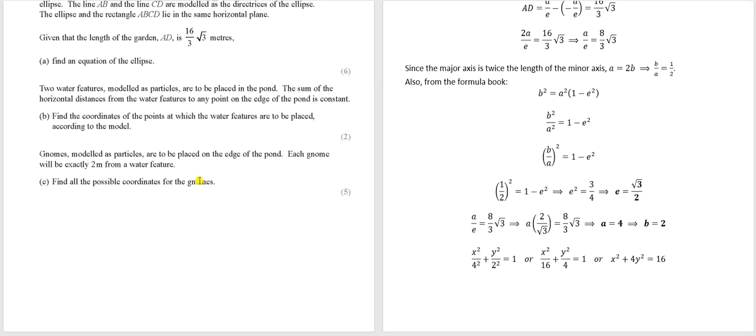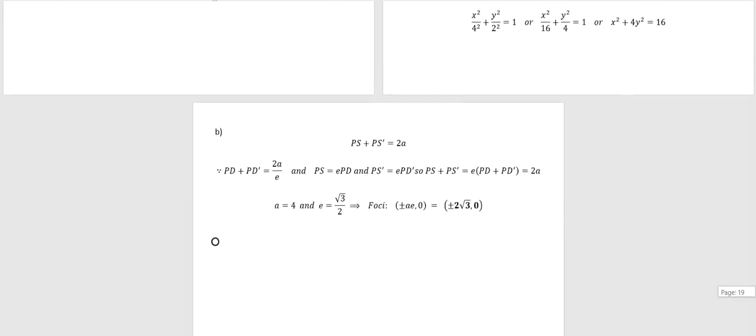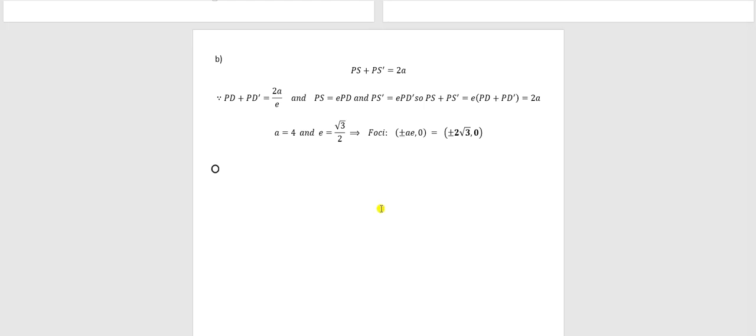Now, the last part of the question is worth 5 marks, so it's likely to take a bit more work, or at least require a bit more clever thinking. Gnomes, modelled as particles, are to be placed on the edge of the pond. Each gnome will be exactly 2 meters from a water feature. Find all the possible coordinates for the gnomes. They're to be placed on the edge of the pond. In other words, these are points which are on the ellipse. Each gnome is exactly 2 meters from a water feature. In other words, we need points that are a fixed distance from the foci that I found the positions of in part C.